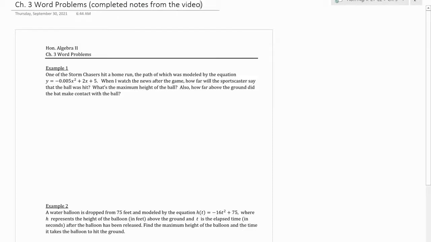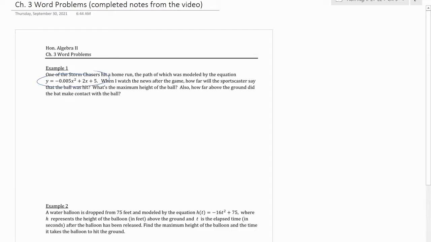Okay. All right. A few word problems. We've got a ball player who's going to hit a home run, the path of which was modeled by this equation.